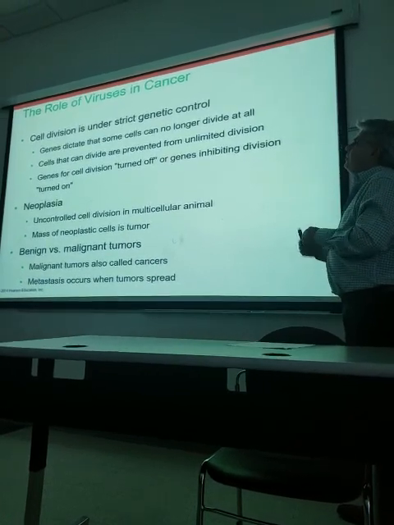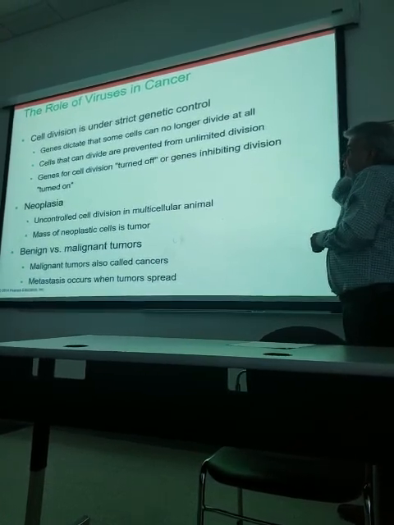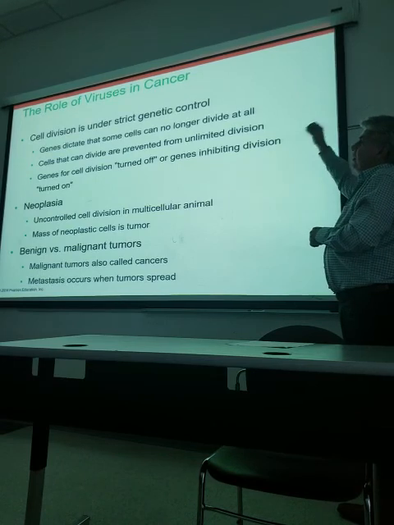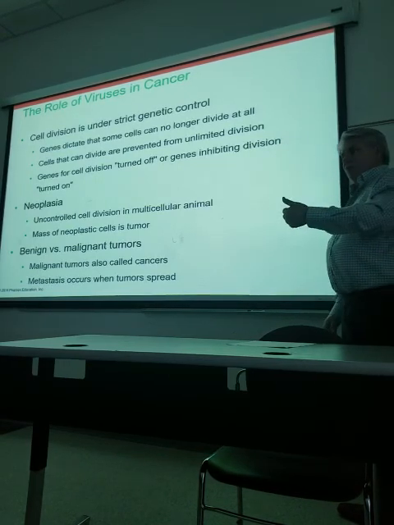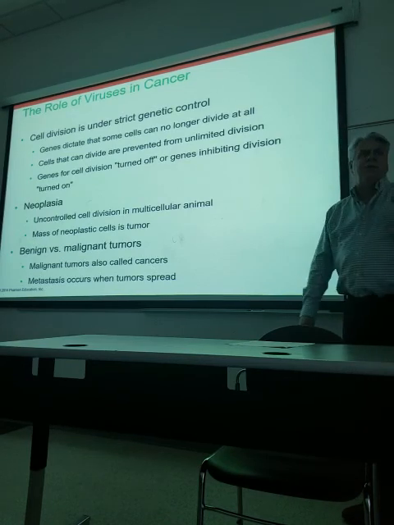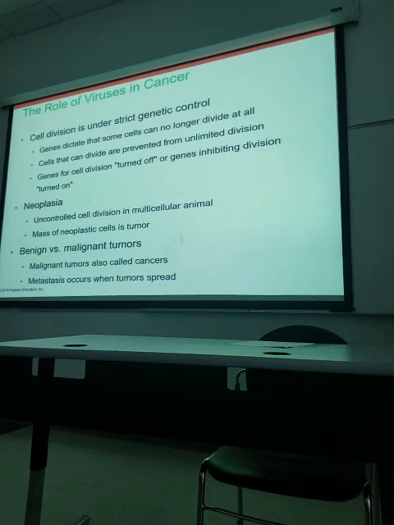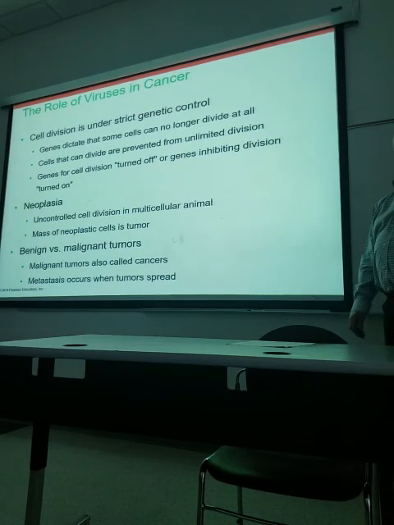So, we're talking about cancer. Cell division is under strict genetic control. Genes dictate that some cells can no longer divide at all. Your nerves are not supposed to divide anymore. I know that's not 100% true, but we're going to say this. They do find that some of your brain neurons actually do replicate a little bit. Cells that can divide are prevented from unlimited division.